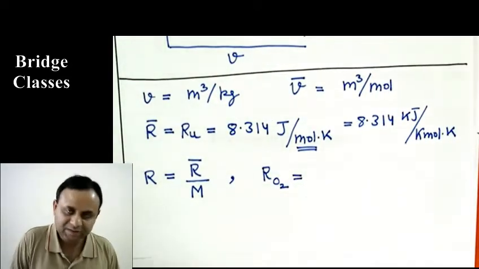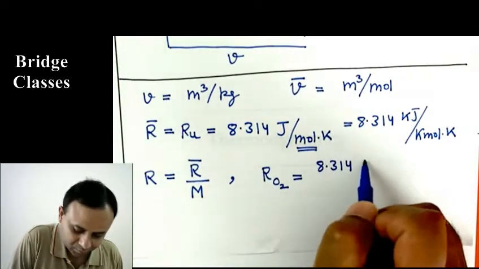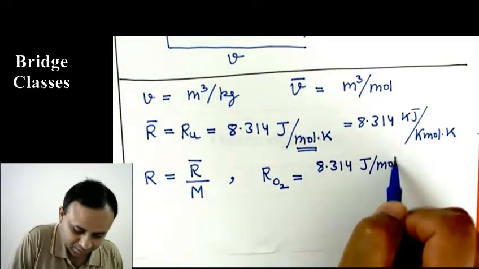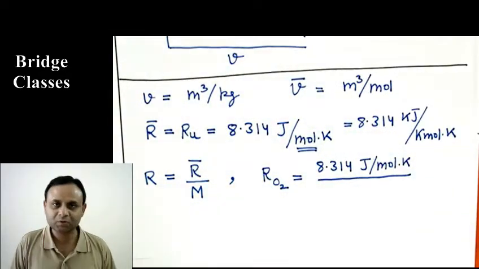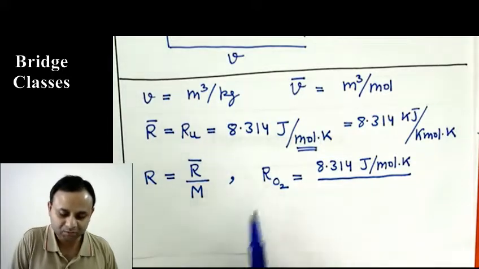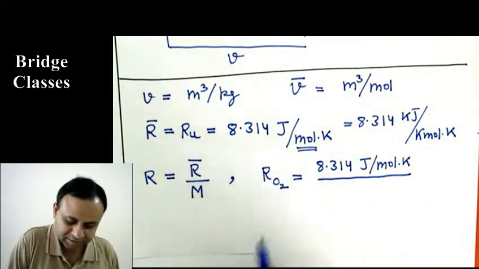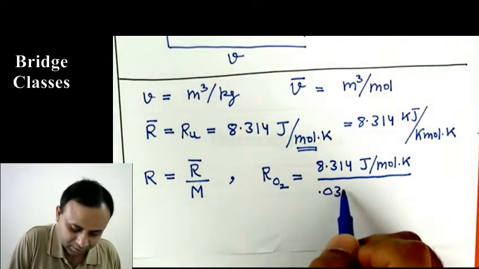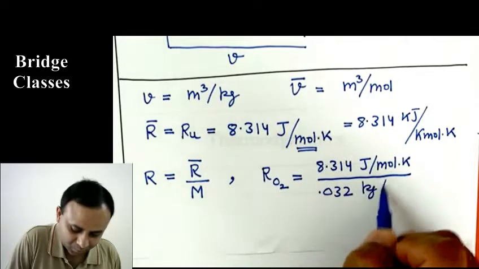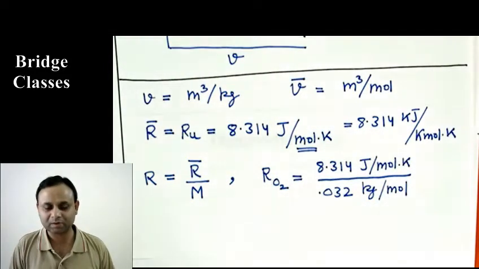It will be the universal gas constant, that is 8.314 joule per mole Kelvin. Divide this by the molecular weight of oxygen. Molecular weight of oxygen is 32, so it is 32 gram per mole, or you can write it as 0.032 kilogram per mole.